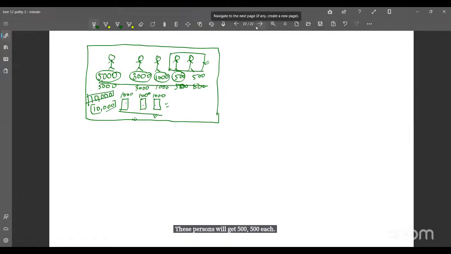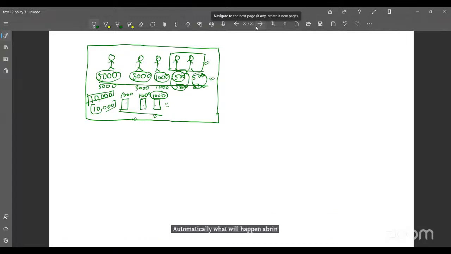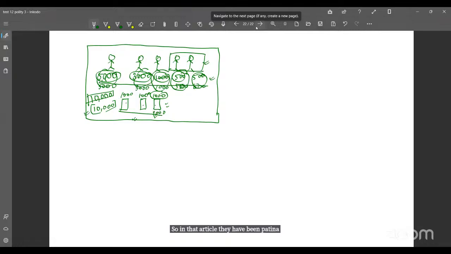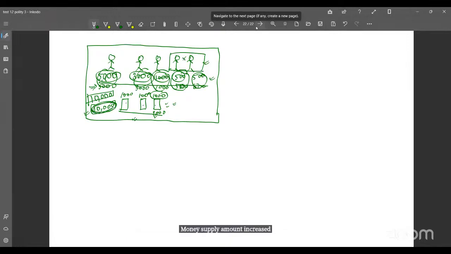இன்னும் நான் புதுசா பணம் பிரிண்ட் பண்ண this is how the society works. ஸோ அப்படி இருக்க போகும்போது now these people have 1,000 rupees that is accepted. இப்போ அவங்களால மொபைல் போன் வாங்கலாம் சார், ஏன்னா வந்து இந்த மொபைல் போனோட விலை 1000 ரூபா தானே அப்படின்னு கேட்டீங்கன்னா now automatically what will happen அப்படின்னு பாத்தீங்கன்னா this mobile phones rate will become 2,000 because this people have 2,000. ஸோ இந்த இடத்துல என்ன நடக்குது அப்படின்னு பாத்தீங்கன்னா just by printing new money we are increasing the money supply instead of increasing the production. இங்க ப்ரொடக்ஷன் இன்க்ரீஸ் பண்ணாம நான் என்ன பண்ணிட்டேன் அப்படின்னு பாத்தீங்கன்னா மணி சப்ளையை மட்டும் இன்க்ரீஸ் பண்ணிருக்கேன். மணி சப்ளையை மட்டும் இன்க்ரீஸ் பண்றதுனால என்ன நடக்கல அப்படின்னு பாத்தீங்கன்னா these people are not becoming rich.